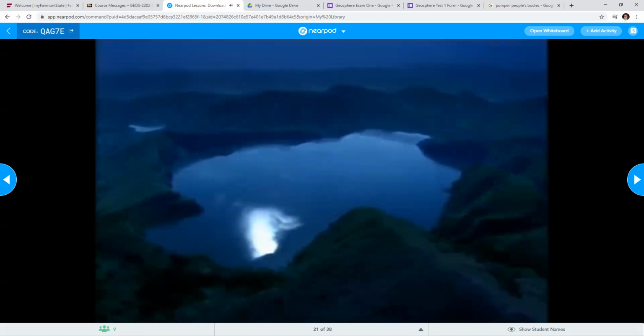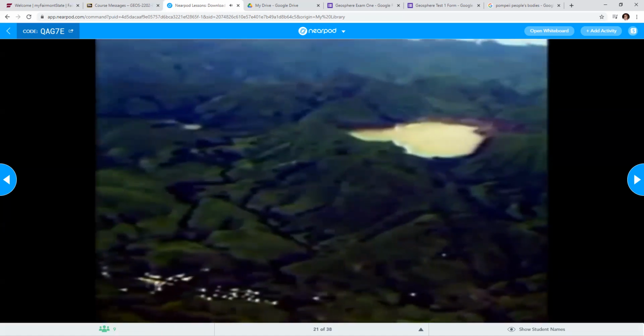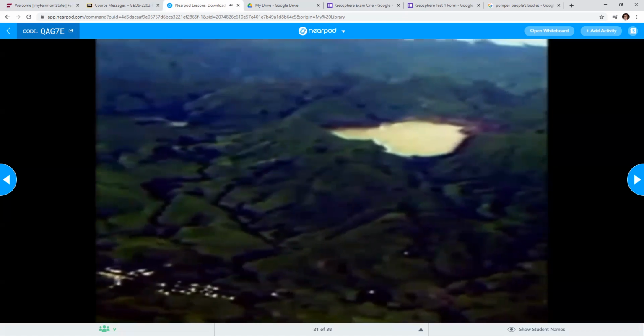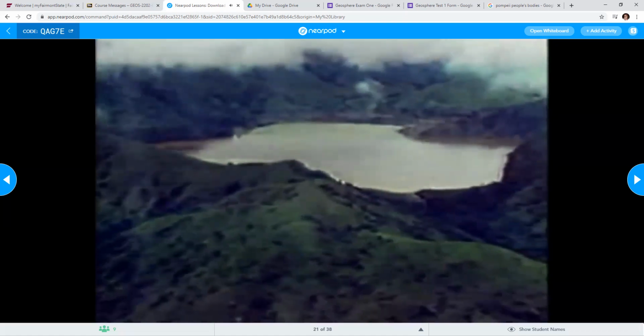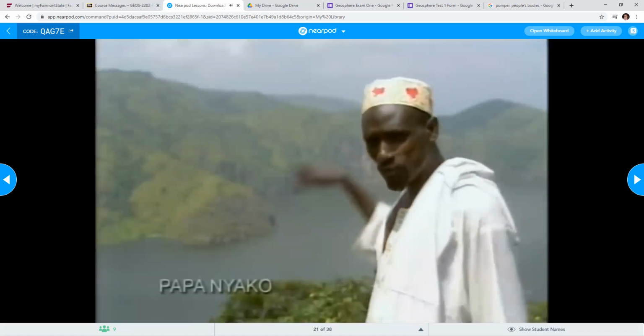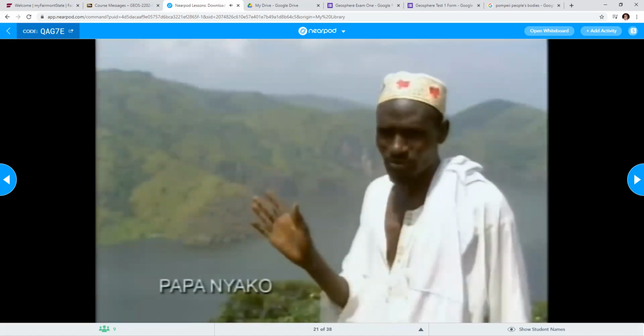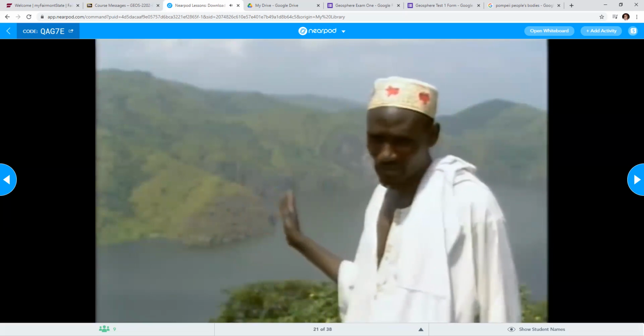It's a terrible tragedy. Hundreds of people have died in a natural disaster in the West African state of Cameroon. At least 100 people dead. I went down to the village. There were no people. Everybody was dead.